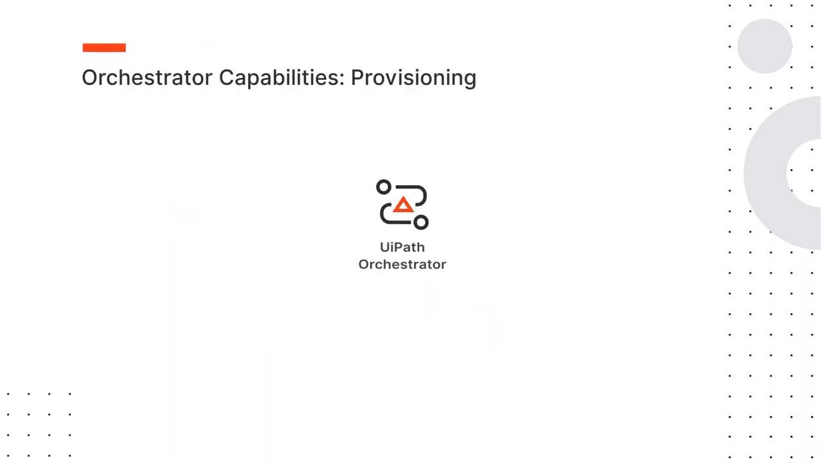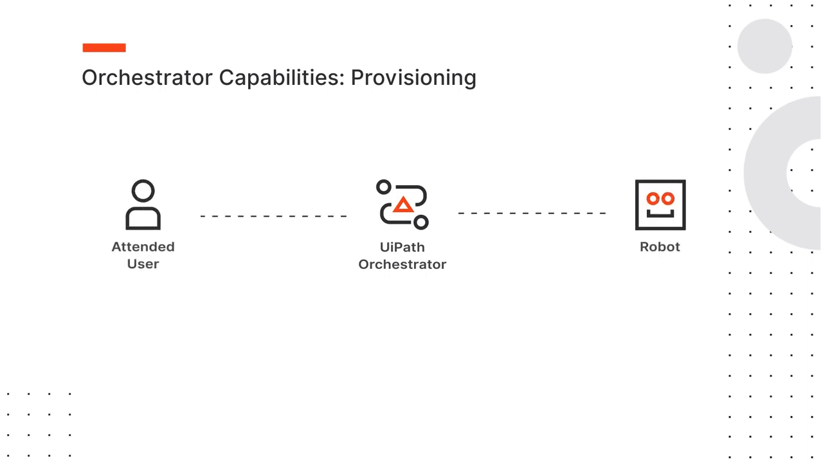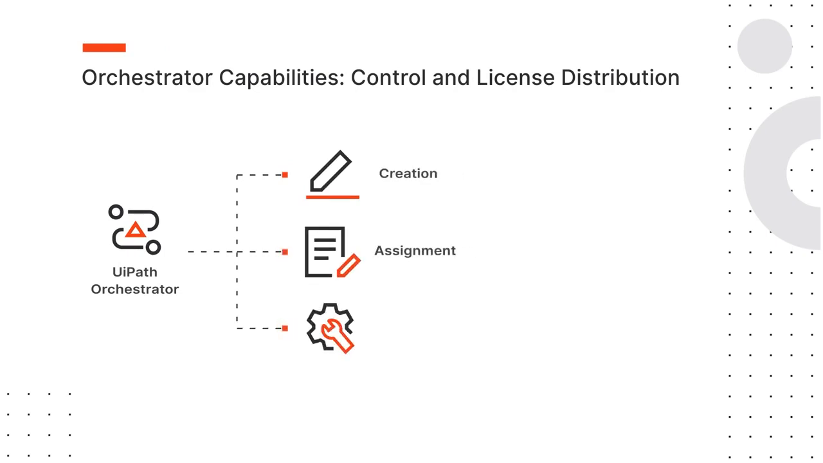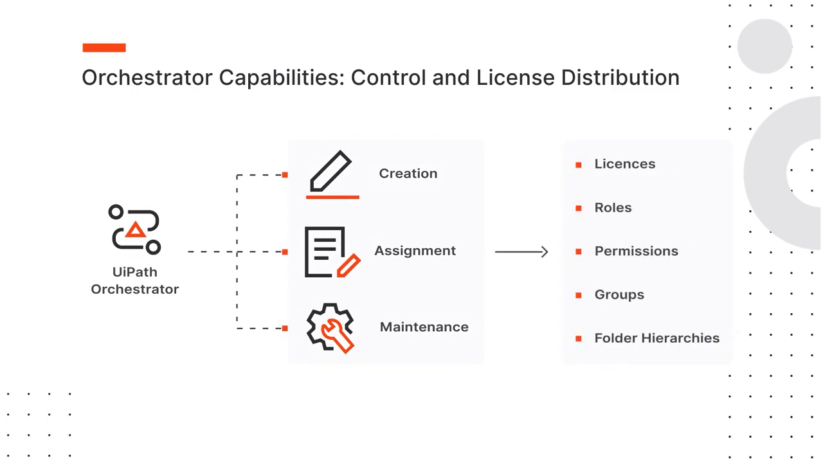Provisioning. Orchestrator creates and maintains the connection with robots and attended users. Control and license distribution. Orchestrator also enables the creation, assignment, and maintenance of licenses, roles, permissions, groups, and folder hierarchies.